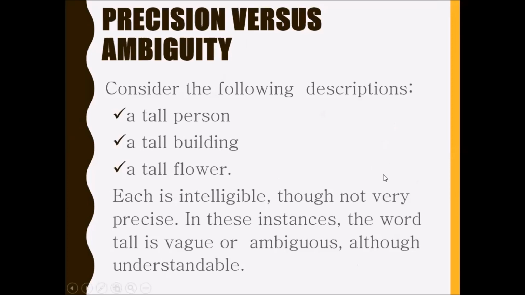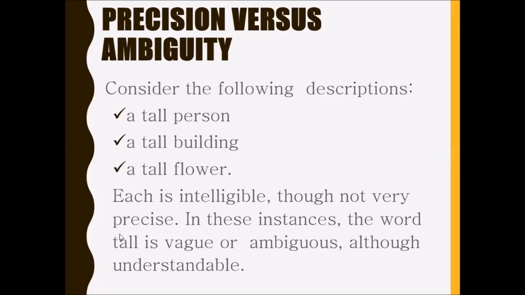All right, so consider the following description: a tall person, a tall building, a tall flower. Each of these now is not precise. It's not precise because tall in itself is vague. Tall to somebody like me, I am tall, but I am short when I am compared to taller persons. So in this case, you would need something else.